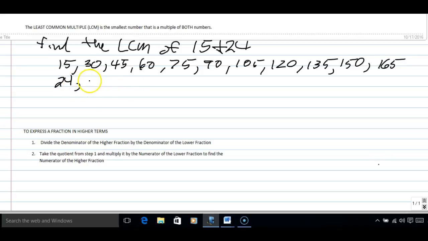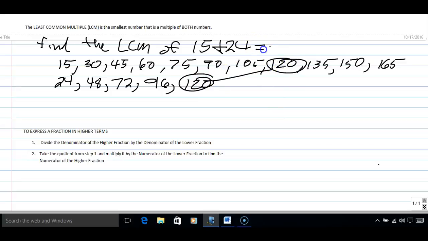Now I'm going to do the same thing with 24. Now remember, I'm going to stop when I find a match. So keep adding 24 repetitively. 24 and 24 is 48. 48 and 24 is 72. 72 and 24 is 96. 96 and 24 is 120. I have a match. So the LCM of 15 and 24 is 120.